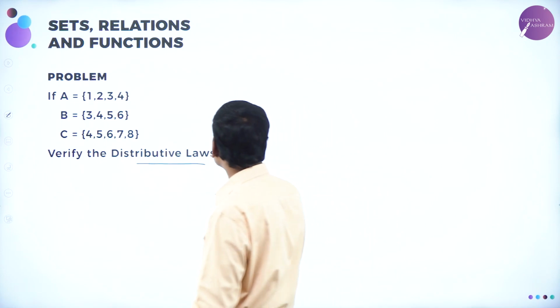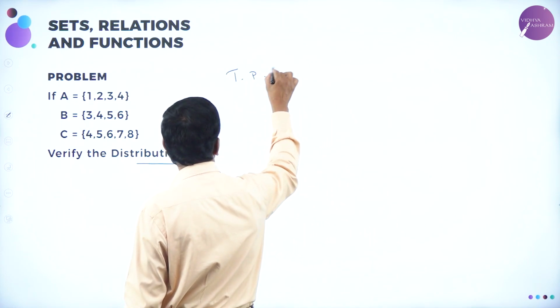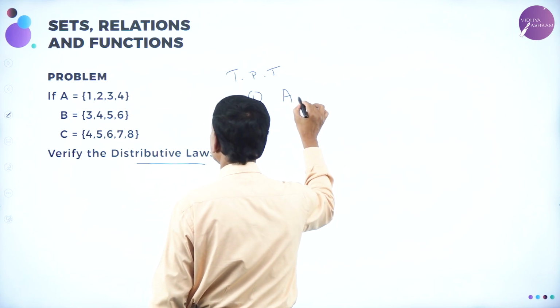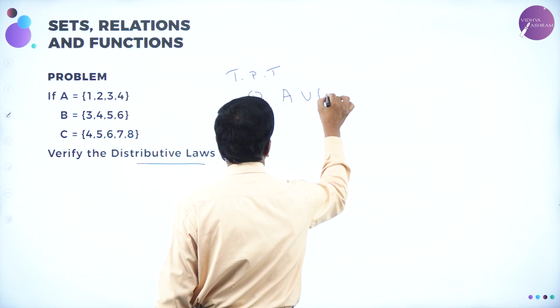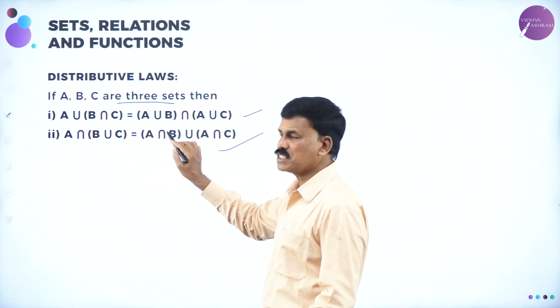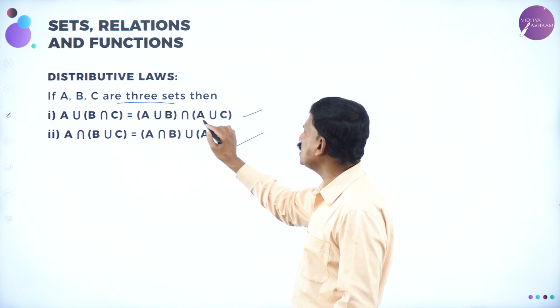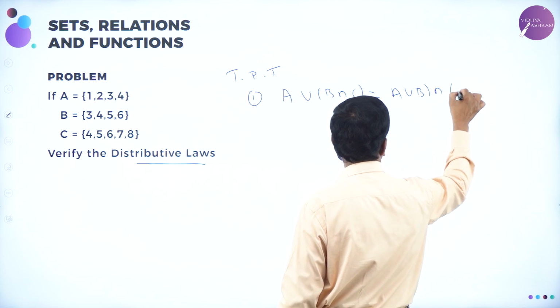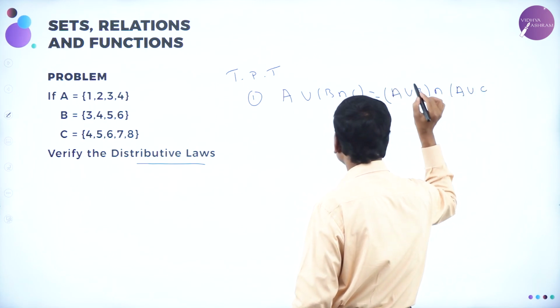Let us verify first one. To prove that, I will take the first one. A union B intersection C. First law. A union B intersection C is equal to, what is the property? A union B intersection A union C. This is to be verified.